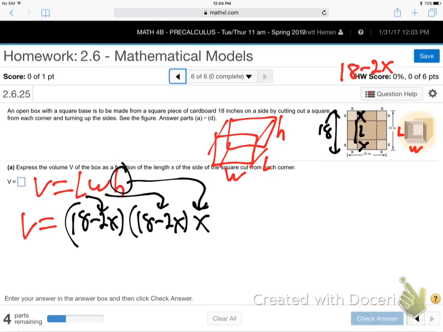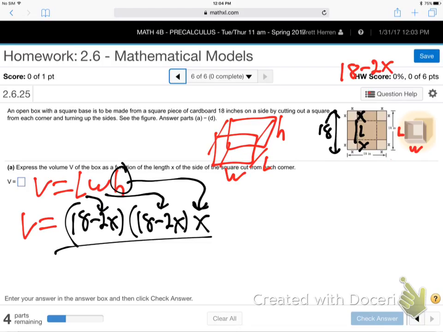Good. Everybody see that? It's just x. Because that's what's going to fold up and become height, right? See that little x piece? It's going to fold up and become the height of the box, isn't it? X, just straight x, is going to become the height. Okay, so there's our volume formula.